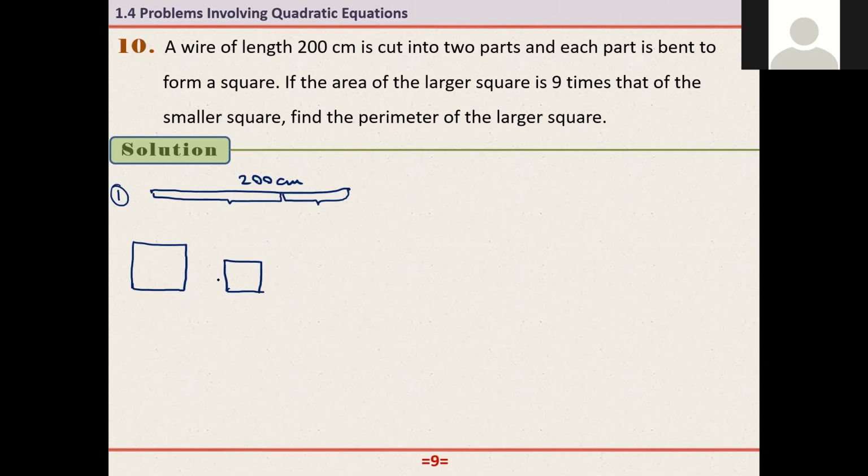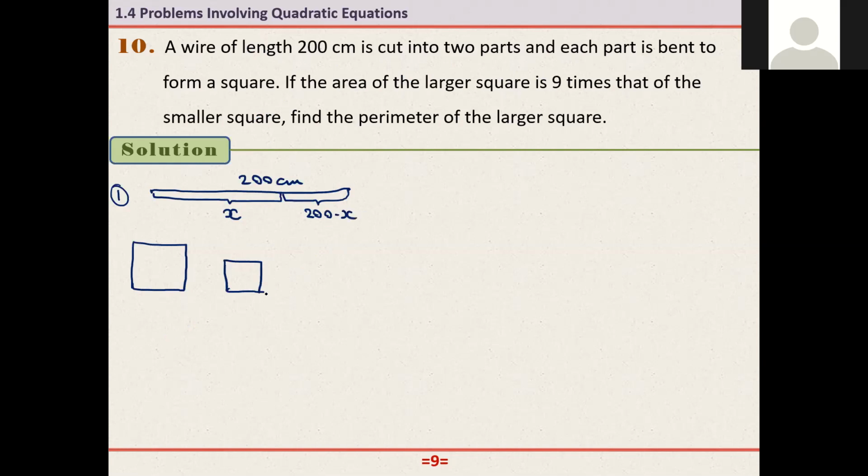That's the question. So now we have to convert this into a mathematical problem. That means using some variables and operations, plus, minus, division, multiplication, we need to change this into a mathematical problem. Now, my first question for you, Amira: a wire of length 200 centimeters is cut into 2 parts. Let's say this part is X. Then what is the length of the second part? 200 take away X.